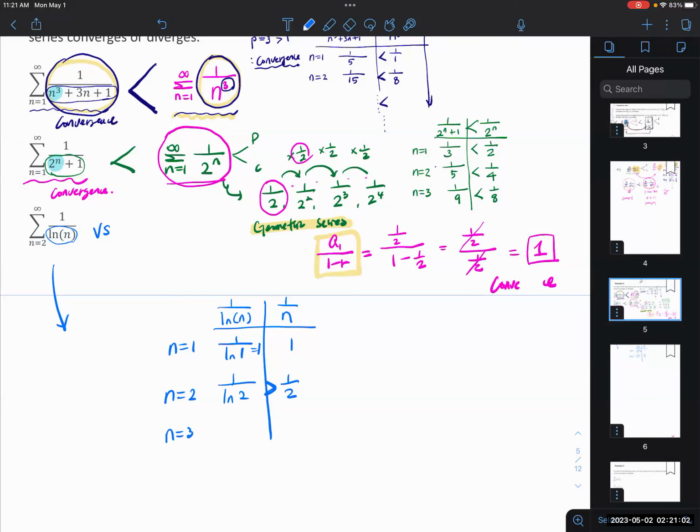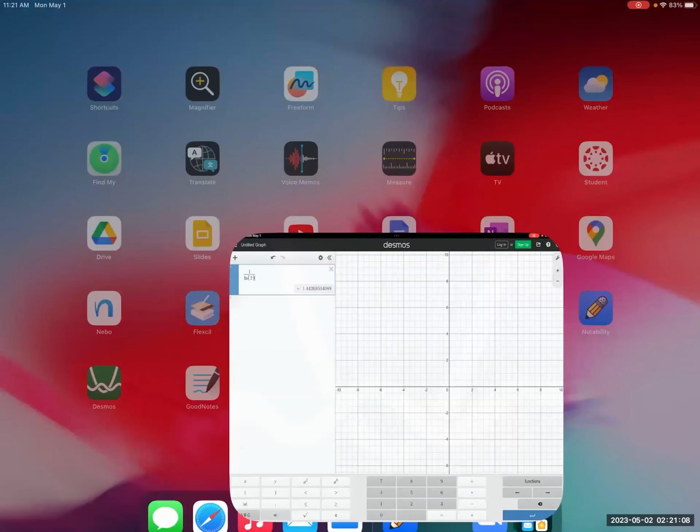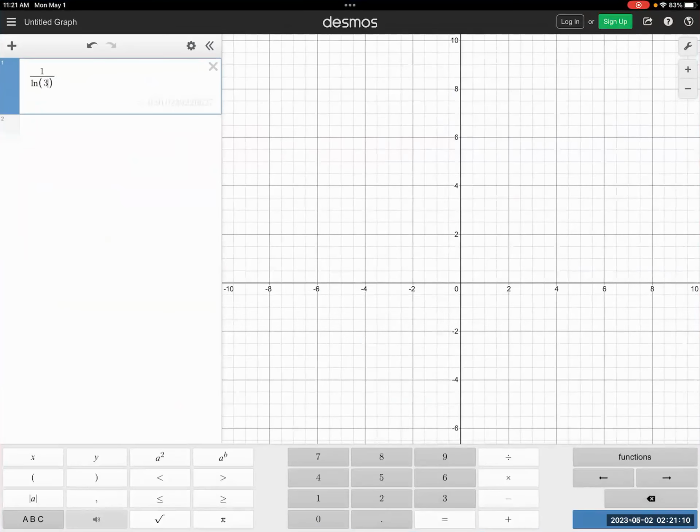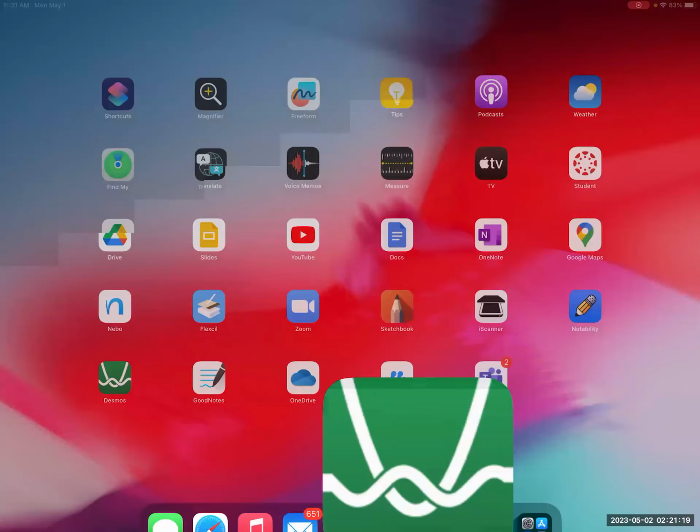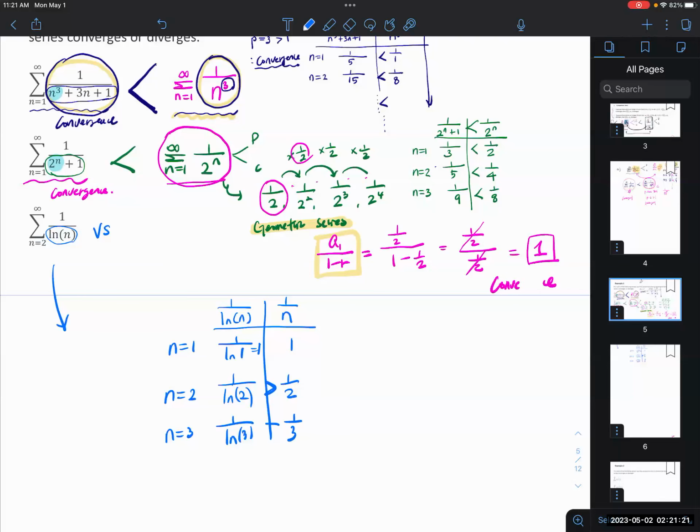And then n is a 3, 1 over ln 3. It's going to be larger than 1 over 3, but let me double check. Now it is going to be 3, so it's definitely greater than 1 over 3. 1 over 3 is a 0.666 something. So what I observe, this is going to be happening: the left side this time is larger than the right side.